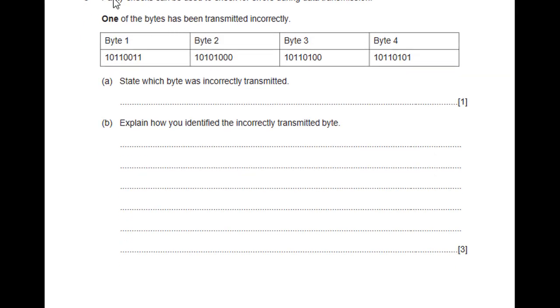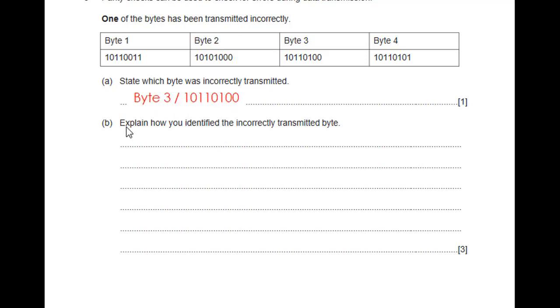So now we're going to talk about parity checks and errors that occur during data transmission. What we need to do here is figure out which one of these bytes has been transmitted incorrectly. And we know from parity checks they can have odd or even parity, which means the number of ones adds up to an odd or even number. So here we have 1, 2, 3, 4, 5, 1, 2, 3, 1, 2, 3, 4, 1, 2, 3, 4, 5. So this is the only one with an even number of ones, with even parity, which means the rest have been transmitted correctly because they were odd. So byte 3 was incorrectly transmitted.